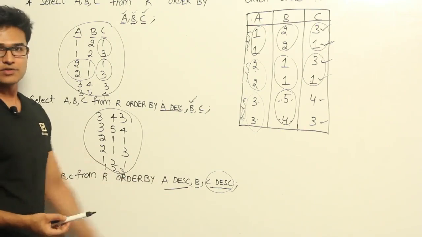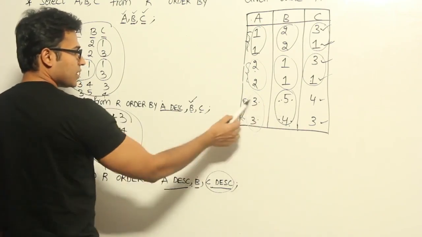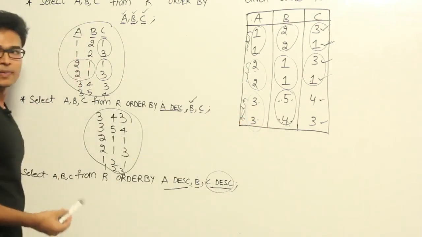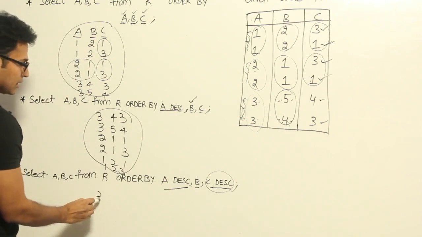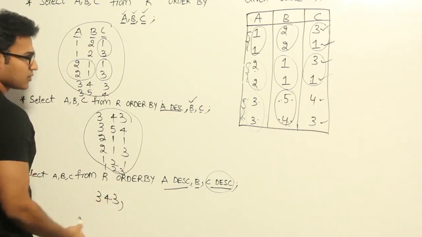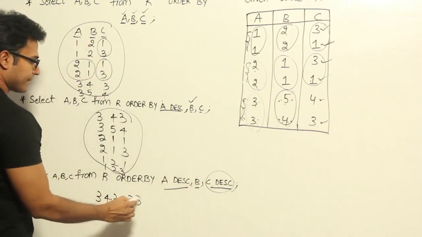So what is the next one? B. Now B has to be in the ascending order. Ascending order means this one has to appear first and then 5. Among these two tuples, this one has to appear first because it has the least value of B. Therefore the first one to appear is 3 4 3, right? And then the next one to appear will be 3 5 4, isn't it?